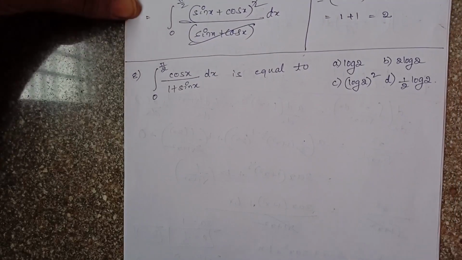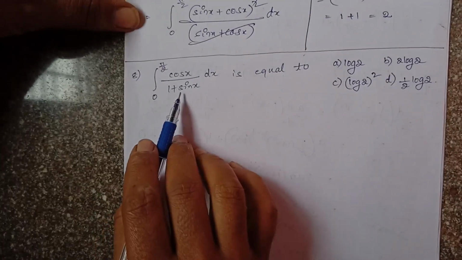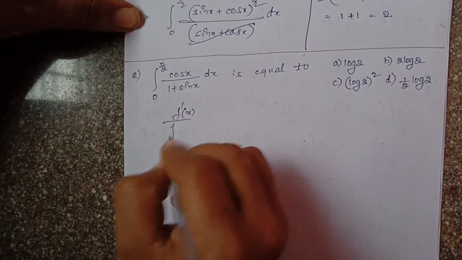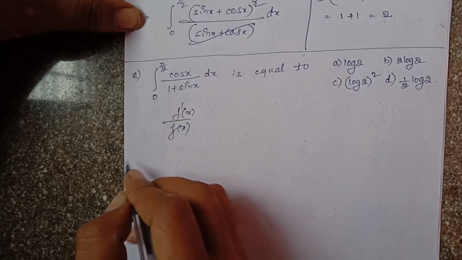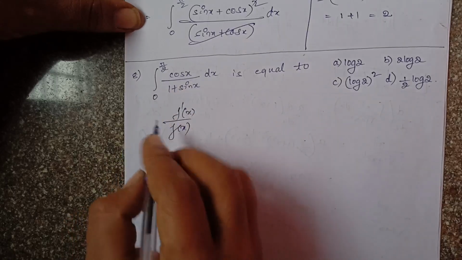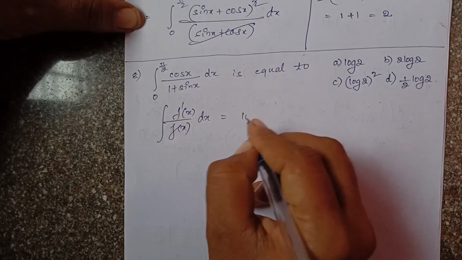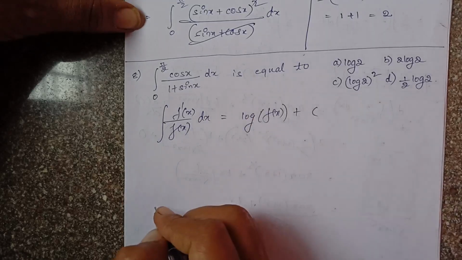Now question number 8. Question number 8 is very simple. It is of the type f dash of x by f of x. So what is this? Any terms of the type f dash of x by f of x, the integration of f dash of x by f of x, you can write this answer as log of f of x plus a directly.